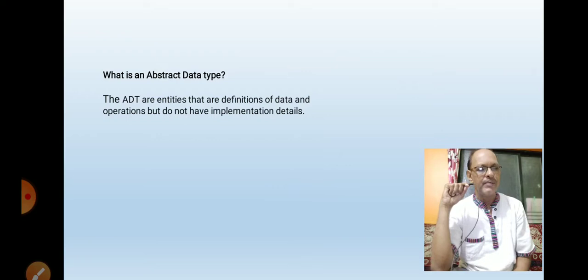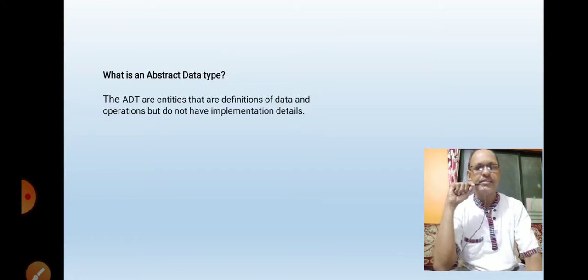Now that you have an overview of the ways in which you can look at a data structure, let's define what an abstract data type is, and take an example into consideration. When you're talking about abstract data types, ADT is the short form. ADTs are entities that are definitions of data and operations but do not have implementation details. So basically the abstract data type is the logical or mathematical or abstract view, right?